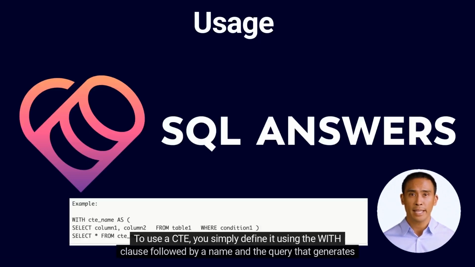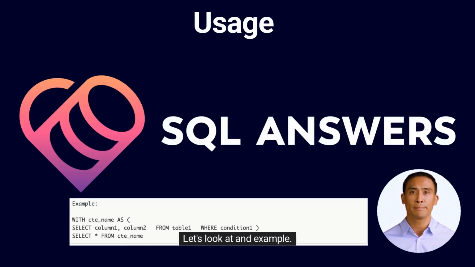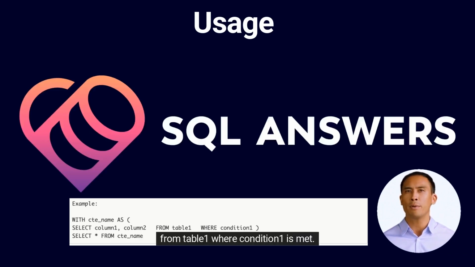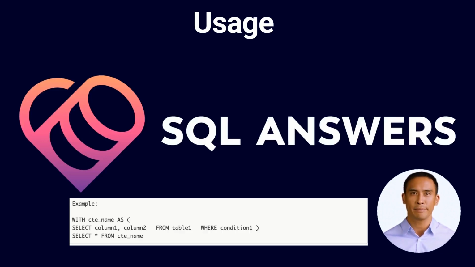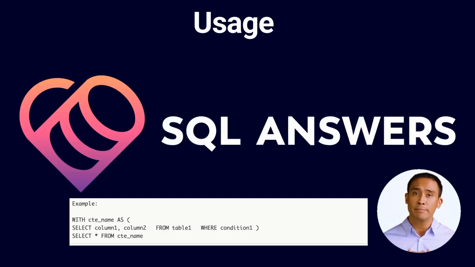To use a CTE, you simply define it using the WITH clause followed by a name and the query that generates the result set. Let's look at an example. In this example, we have defined a CTE named CTE_name that returns a result set containing column1 and column2 from table1 where condition1 is met. The main query then selects all columns from the CTE.